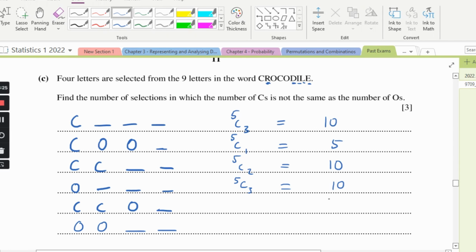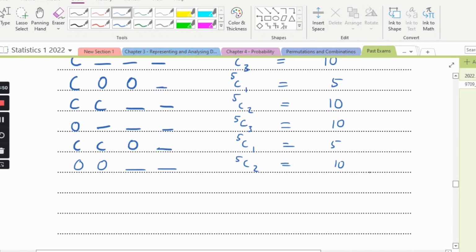which is 10. The next one, we've got our C's, we've got our O's, and we've got to choose something that's not an O. There's only 5 of them, and we've got to choose 1, so it's 5 choose 1. And then finally, we're choosing from the 5, and we're choosing 2. 5 choose 2, so 10. So we add these all up to get our total. 10, 20, 30, 40, 50. It should be 50. Good.